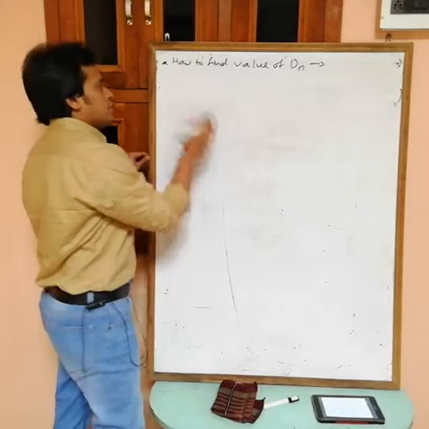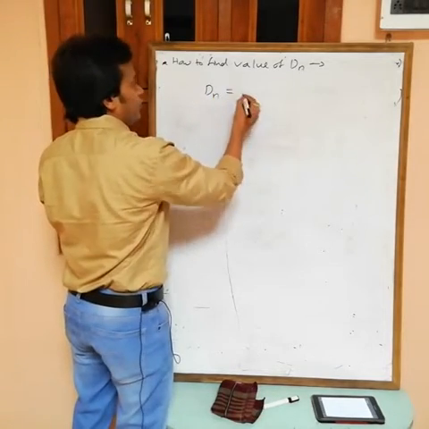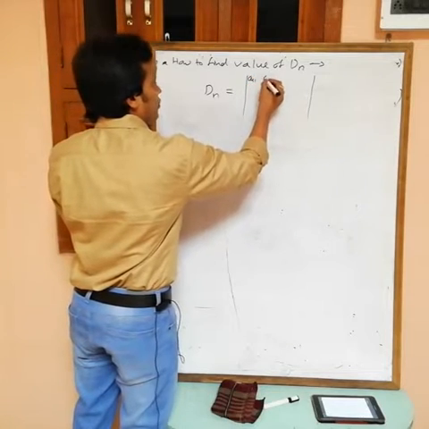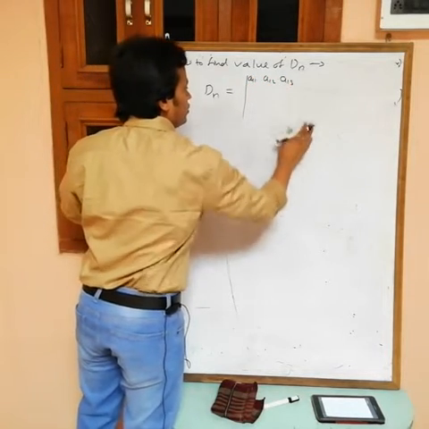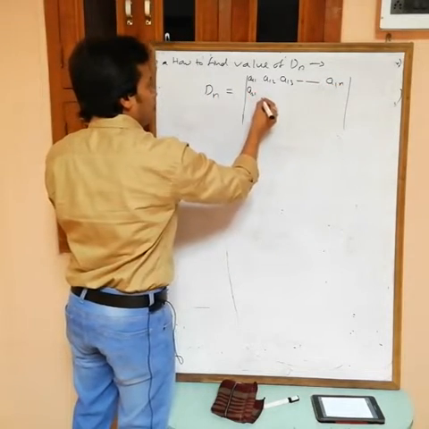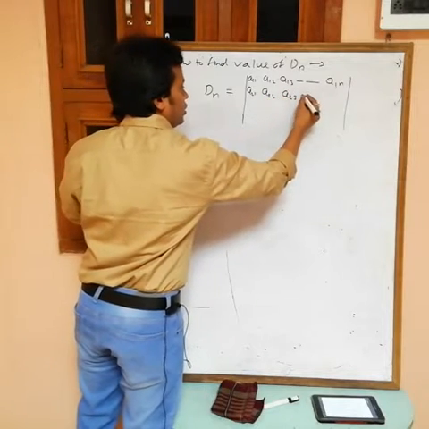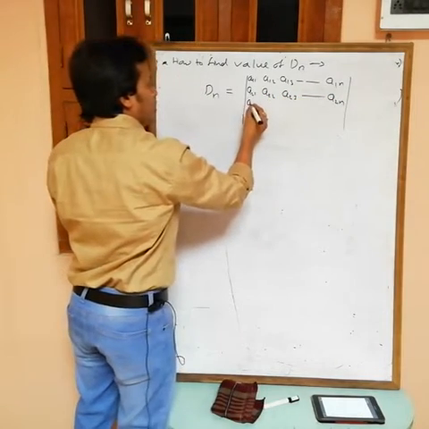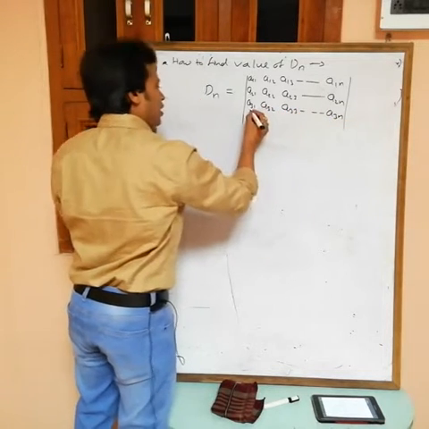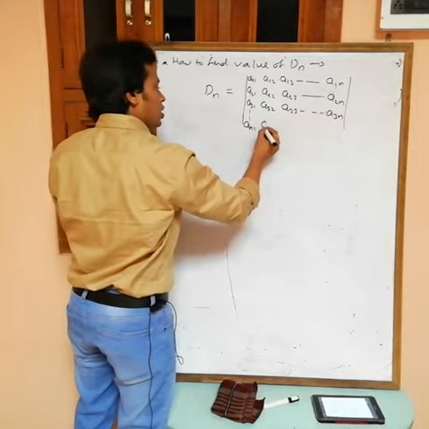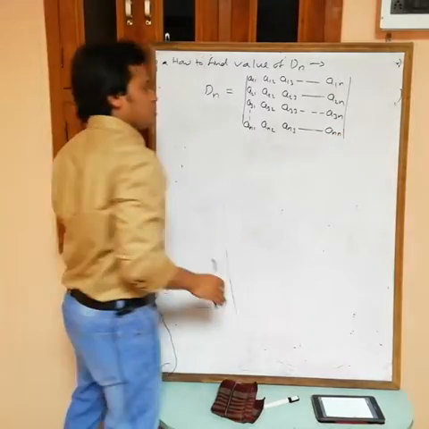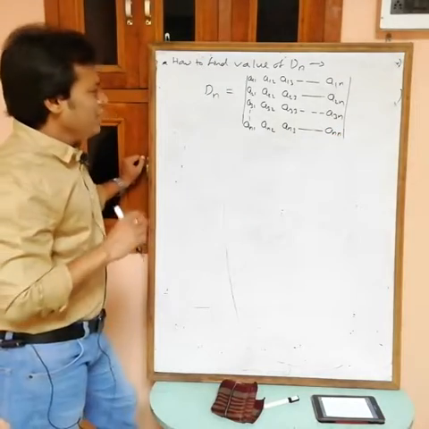See, so we have a general determinant of n order, again I am taking the same: A11, A12, A13 and A1n. A21, A22, A23, A2n, A31, A32, A33, A3n, and at the end the nth row an1, an2, an3, ann. Suppose this is the n by n order determinant. Now you want the value of this one.